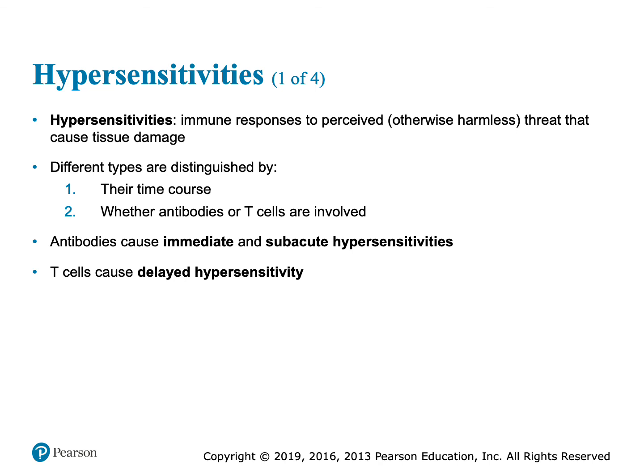So there's different types of hypersensitivities. And they vary based on how quick they happen or how long they last. So based on their time. And then is it a B cell sensitivity? Is it a T cell sensitivity? Usually B cell sensitivities are going to be immediate, so really quick. And then T cells are usually going to be a little bit delayed.